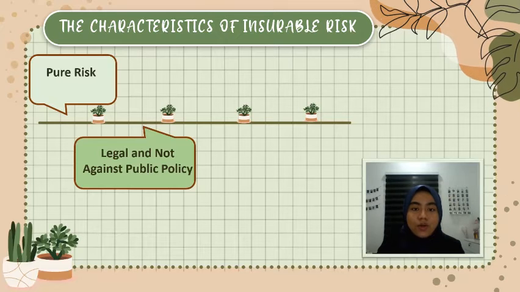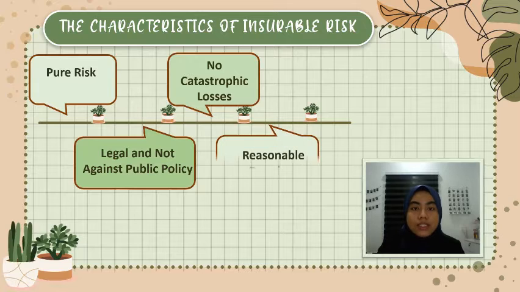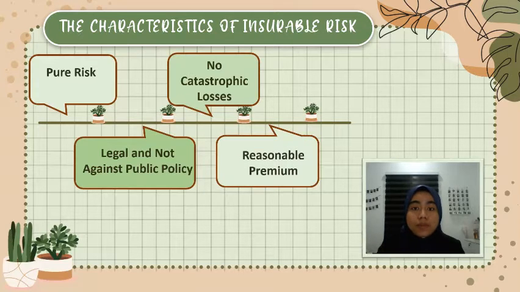The next characteristic is no catastrophic loss. A catastrophic loss arises when a large number of risks incur losses at the same time or when one huge loss takes place, such as wars and natural disasters. The last characteristic of insurable risk is reasonable premium, which means the premium must be reasonable and in relation to the potential loss. Risks that have high frequency and high severity will result in a much higher premium than risks that have low frequency and low severity.